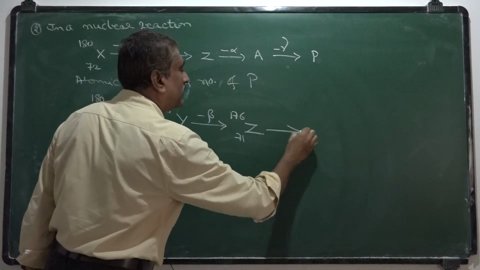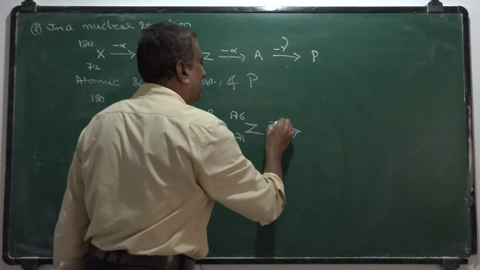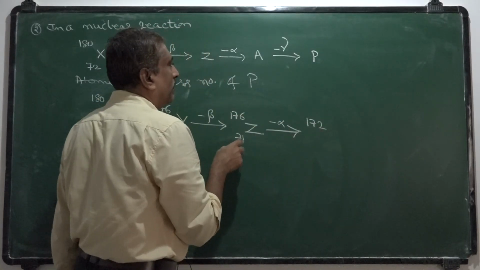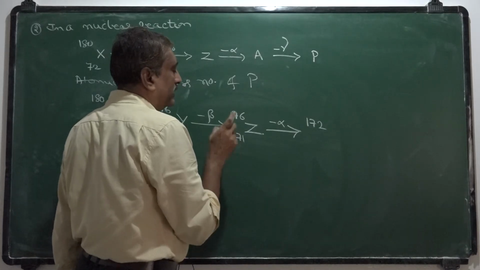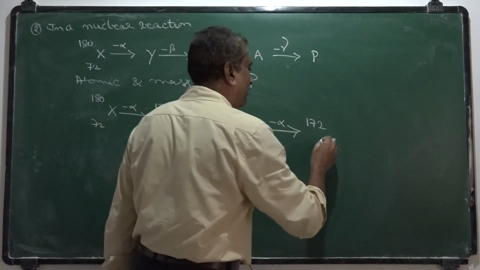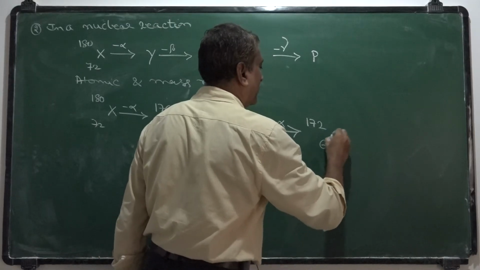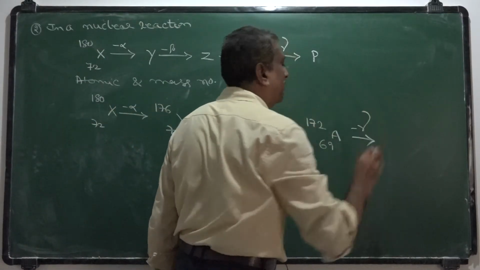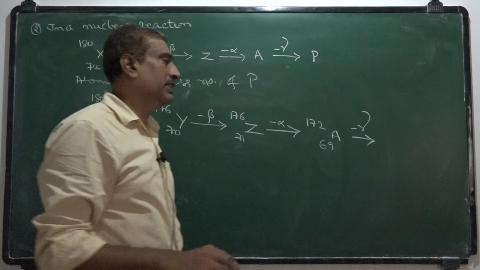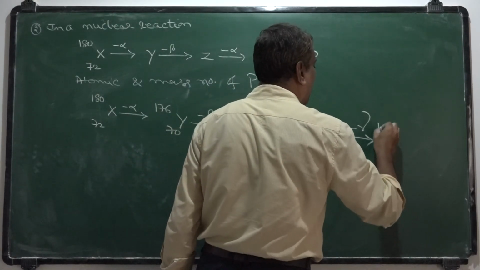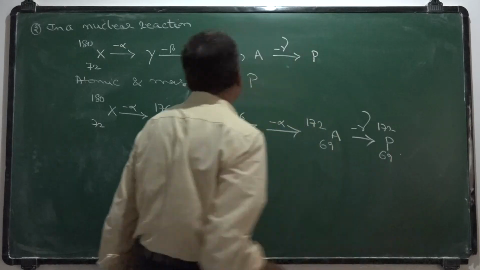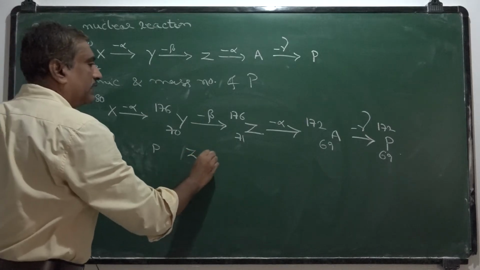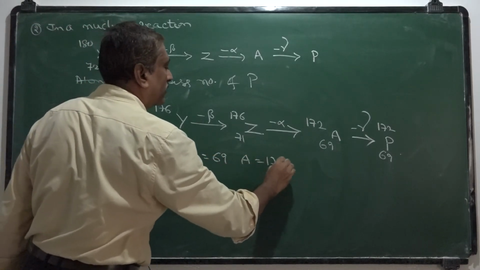Now this leads to again an alpha decay. Again alpha decay means mass number changes by 4, 172, and atomic number decreases by 2 units, so 71 minus 2 is 69. So A is 172 and 69. Again gamma decay. For gamma decay there is no change in atomic number and no change in mass number. So P is 172, 69. So the atomic and mass numbers of P are: Z is 69, A is 172.